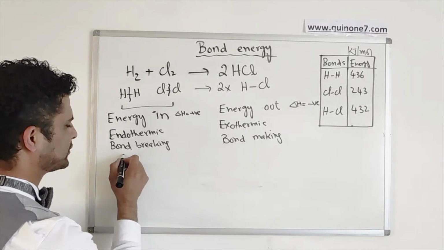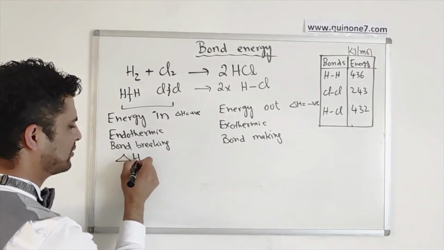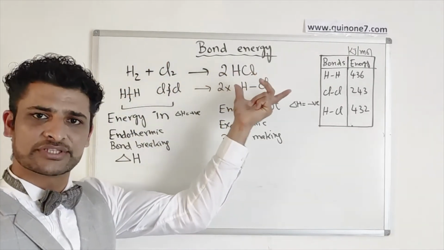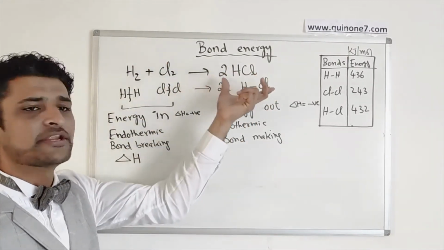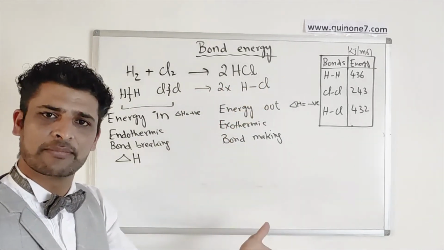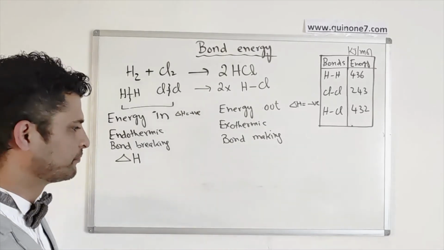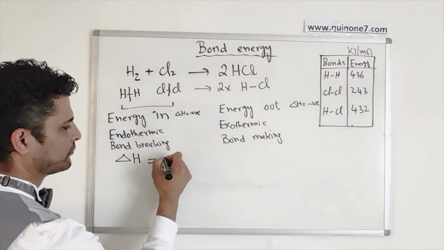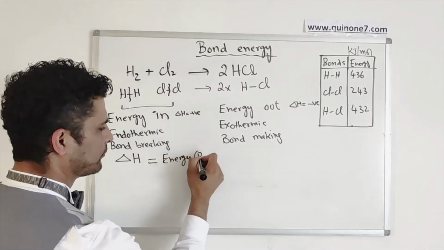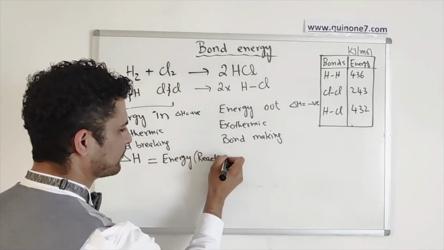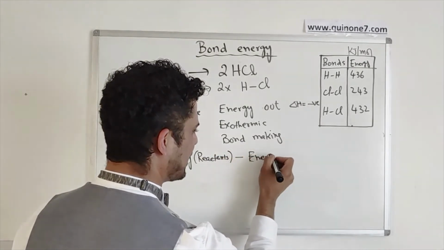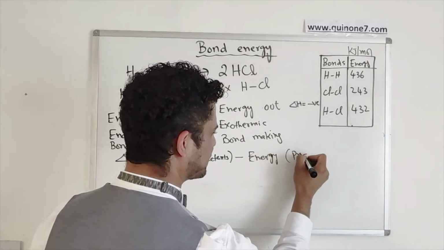First of all, you need to understand the formula to calculate the change in the energy: the reactants' energy minus the products' energy can tell you whether it is an endothermic or exothermic reaction. Now, delta H is equal to the energy of reactants minus the energy of the products.